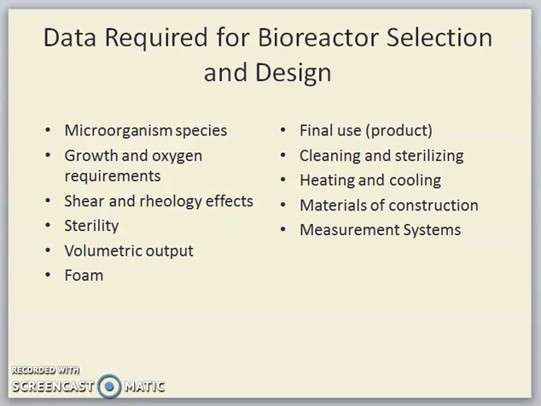The materials of construction, this is learned in material engineering: whether to use stainless steel or carbon steel. And then the measurement system. Talking about materials, usually for the fermenter we use stainless steel. And you know that there are different grades of stainless steel, and widely used is 316.